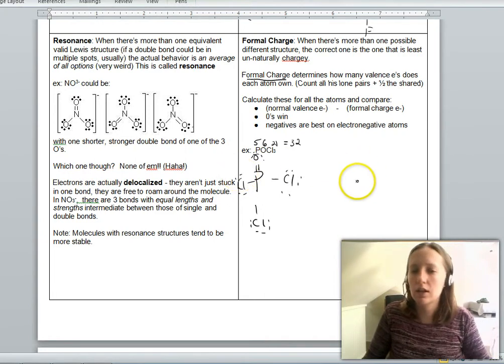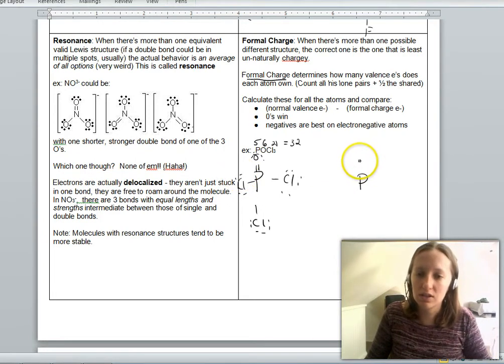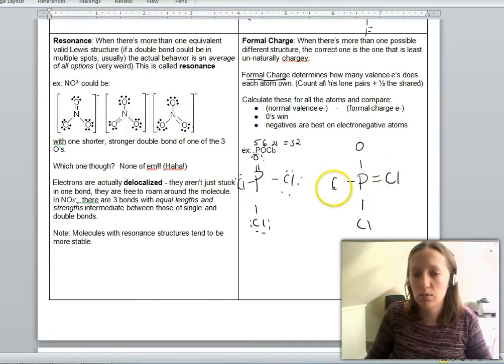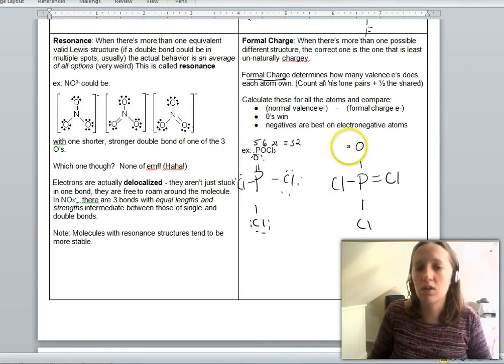So that's a possibility. Another possibility that you might want to consider is a single bond with the oxygen and a double bond with one of the chlorines. Now I know this is unusual, but it's possible because we know that chlorine can have more than an octet. So chlorine going to a double bond with chlorine.